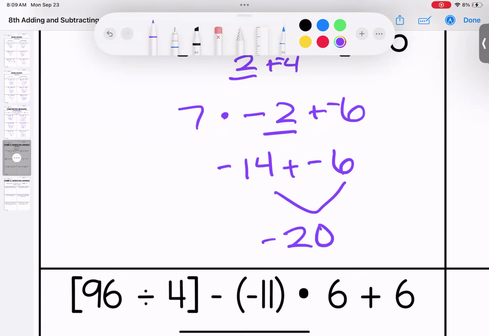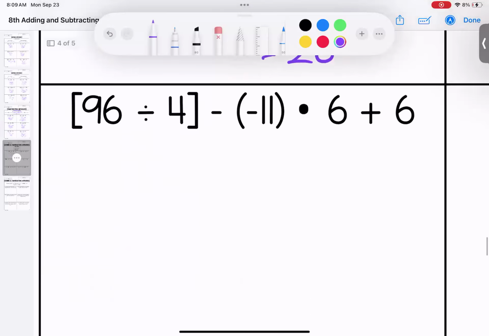If you do not remember the rule for multiplication and division, that's okay. We're going to be working on that again next week. Our goal is really the adding and subtracting. When we divide this, we get 24.